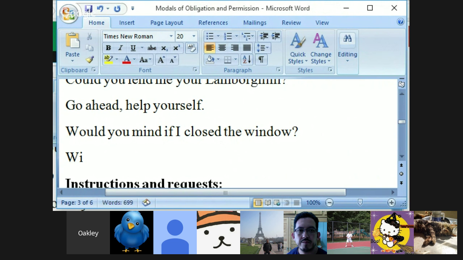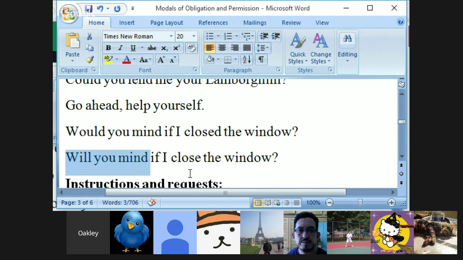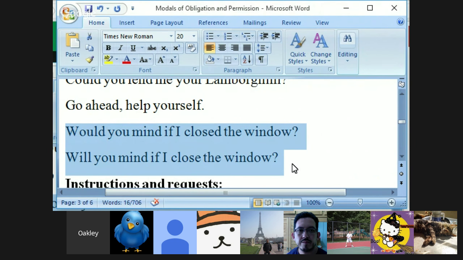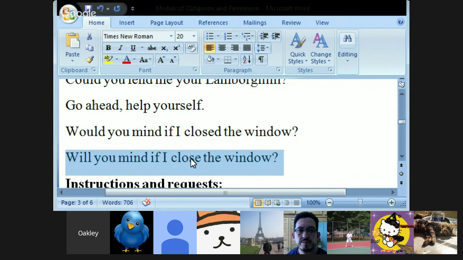Look, if I want to use present tense, okay, will you mind if I close the window? Now this is the real conditional, the first conditional. We used present tense in the if clause, and then the future tense in the result clause. All right, but this sentence, will you mind if I close the window, does not sound polite.